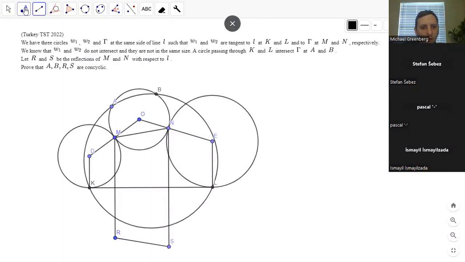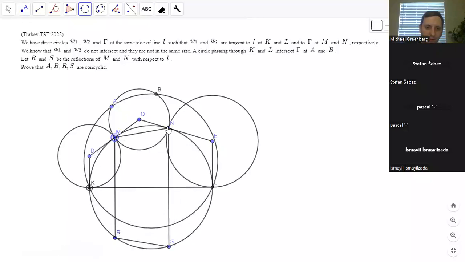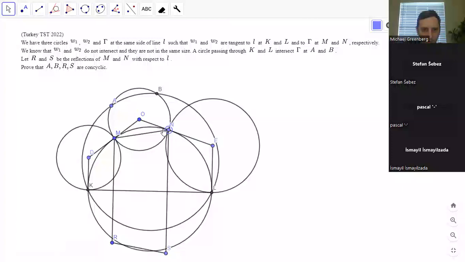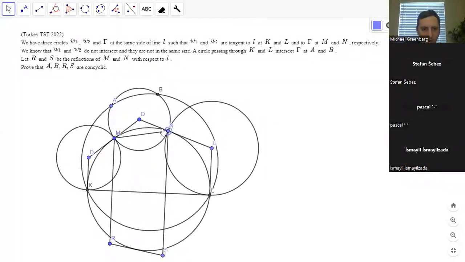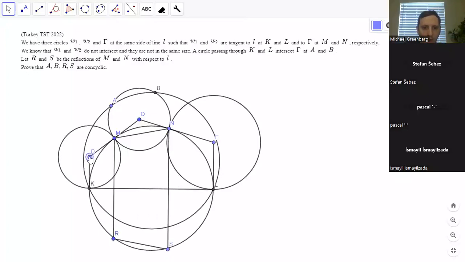So first you would have to show that KMNL is cyclic, which looks true, and I believe it is just angle chase. It looks easy. And it looks like R and S would lie on it. Well, that is not true in general. But because of the reflection, you also have that KLRS is cyclic.